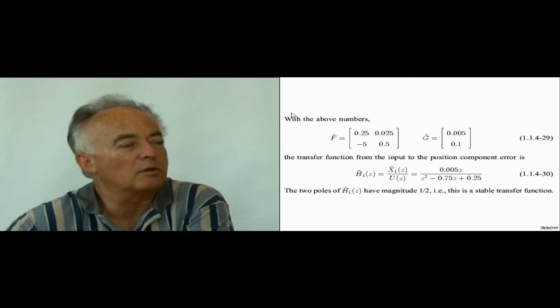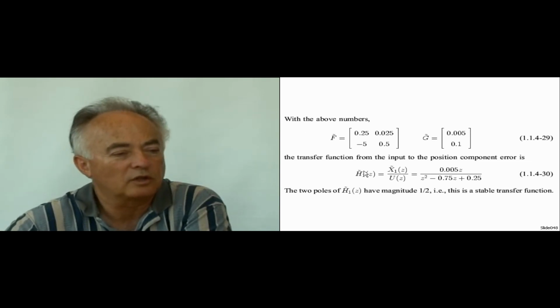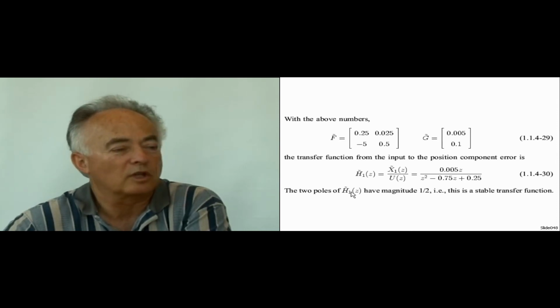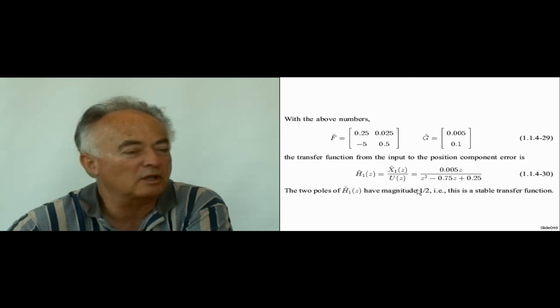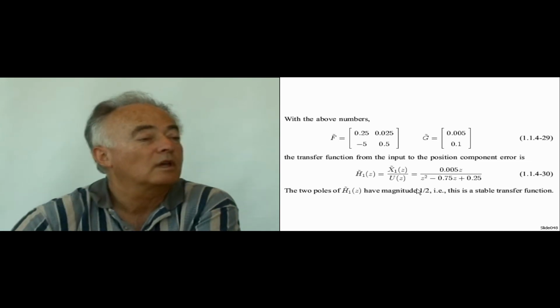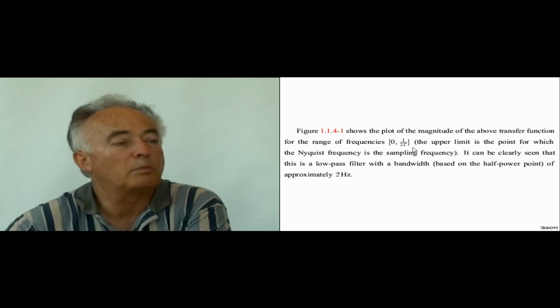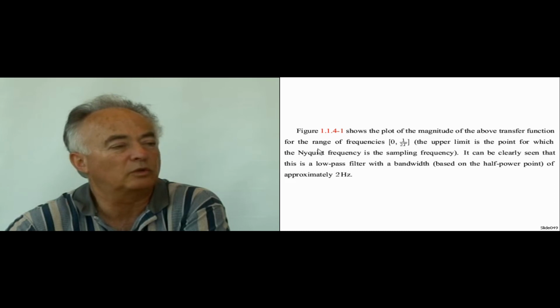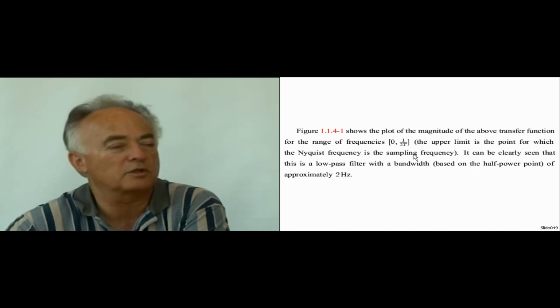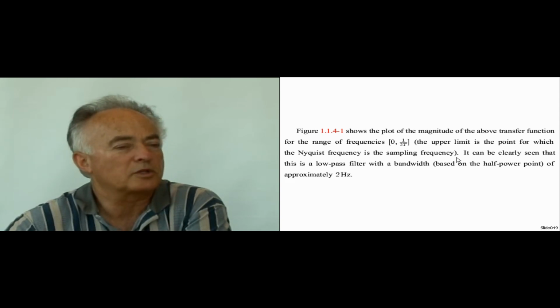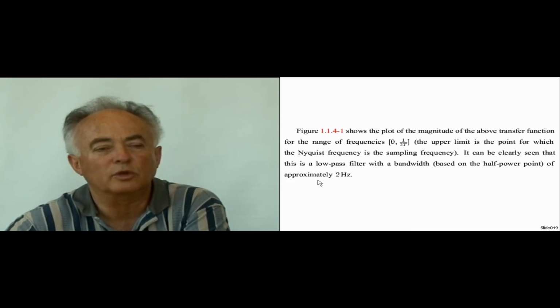And we can put in these numbers and we find the transfer function given by this expression in the Z domain. We can look at the poles of this. It has two poles. They have magnitude half. They are within the unit circle, so this confirms the stability. And we've shown already the plot of the magnitude of this transfer function for a range of frequencies between 0 and 1 over 2T. The upper limit is the point for which the Nyquist frequency is really the sampling frequency. So we go up to 1 over T. It is a low-pass filter and has an approximate bandwidth based on the half power point of 2 Hz.